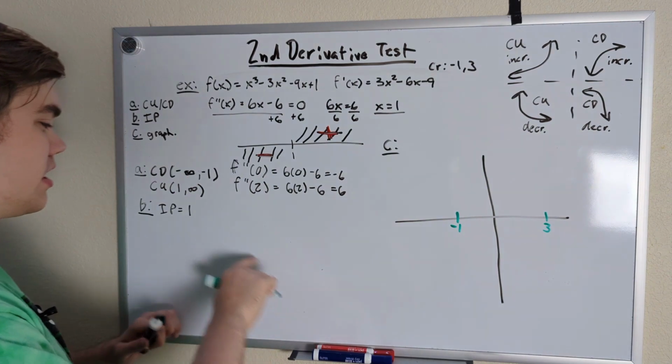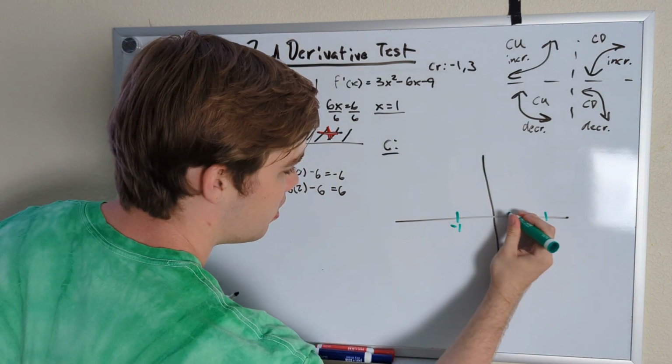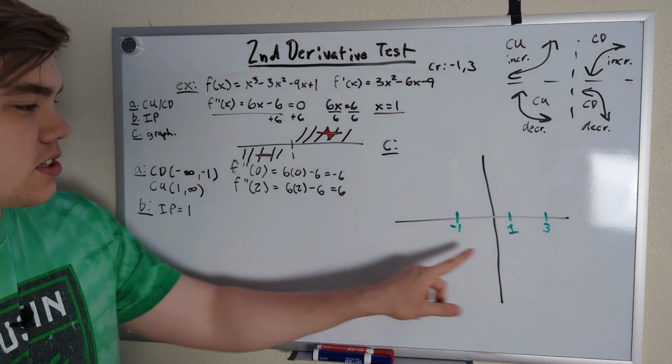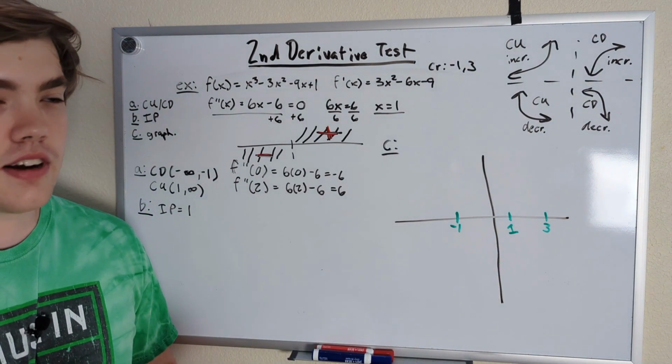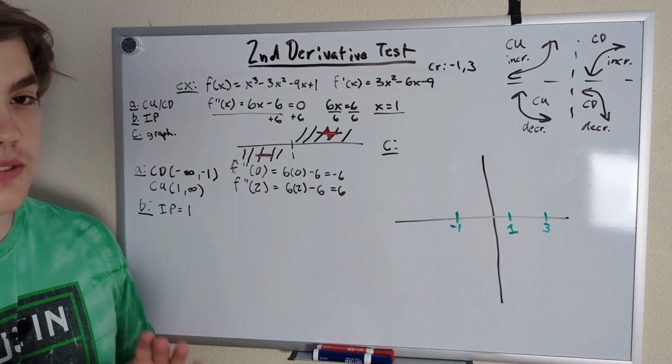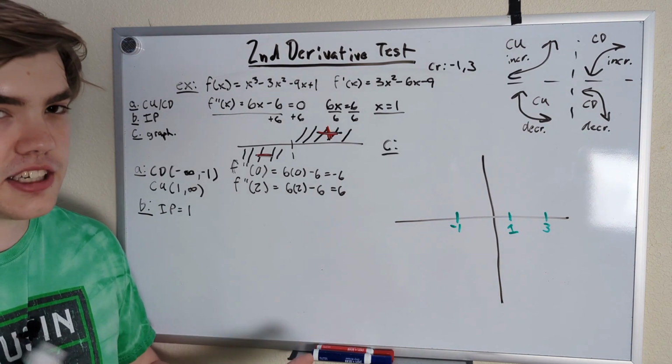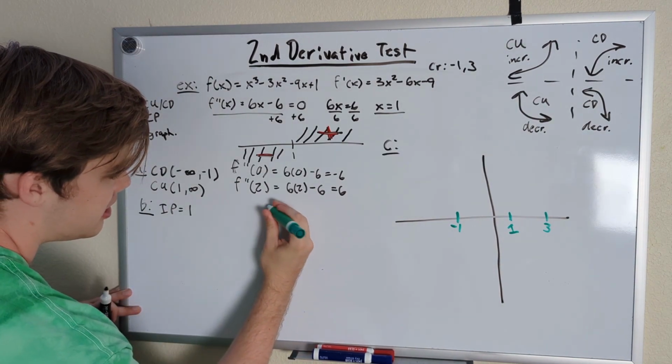And the other point that we're interested in is +1 because that's an inflection point. So here's +1. So now that we've marked all of our points of interest, let's talk about some of the values that we already know. First of all, from the first derivative test, we know where this function is increasing and decreasing. So I'm going to write all the relevant information here.